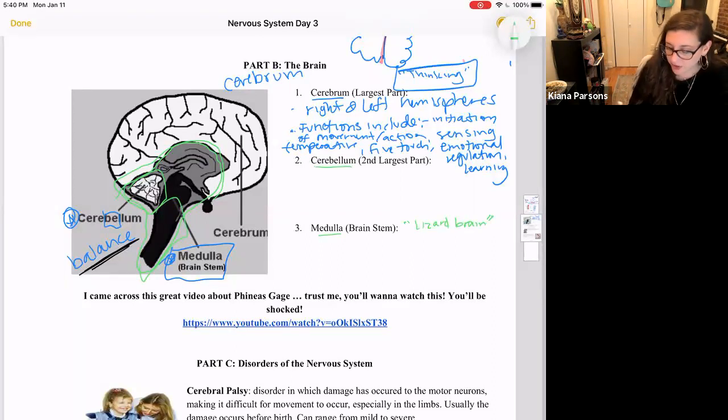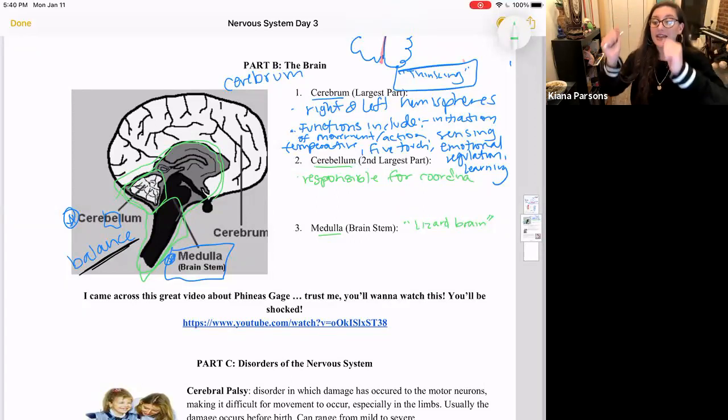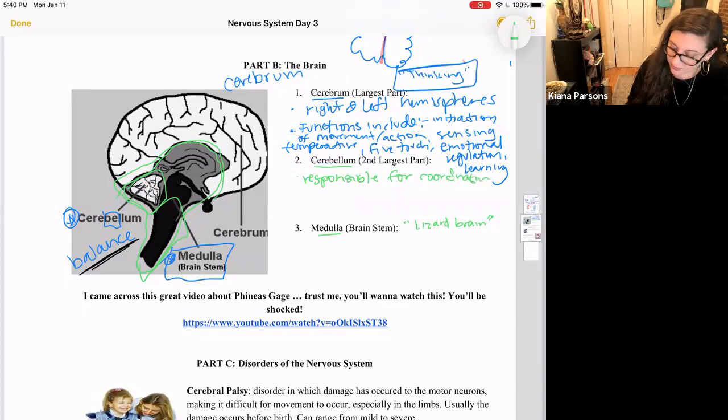So what does the cerebellum actually do? It is responsible for coordinating voluntary movements. So your cerebrum will have the idea, let's start running, and initiate you running. And then your cerebellum will keep you going. And these are voluntary movements, right? So they're controlled.